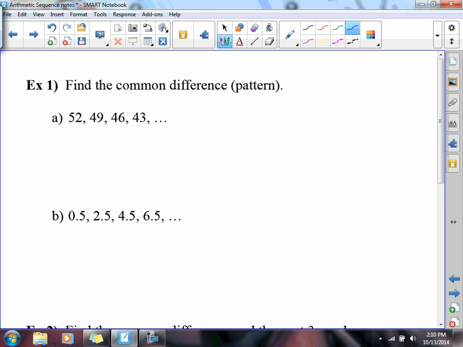So I'm going to think, how do I go from 52 to 49? What do I add or subtract to go from 52 to 49? Well, we subtract 3. And then ask yourself, how do I go from 49 to 46? I subtract 3. And then to go from 46 to 43? I subtract 3. So that pattern is consistent, it's constant, it's the same every time. So that is going to be my common difference. That's my pattern. And you can write it as minus 3 like this, or you could write subtracting 3. I'll abbreviate it.